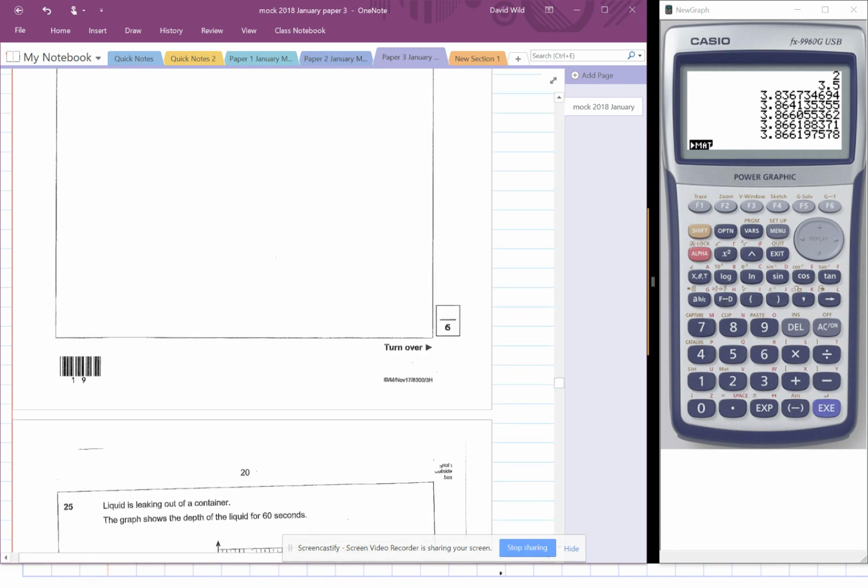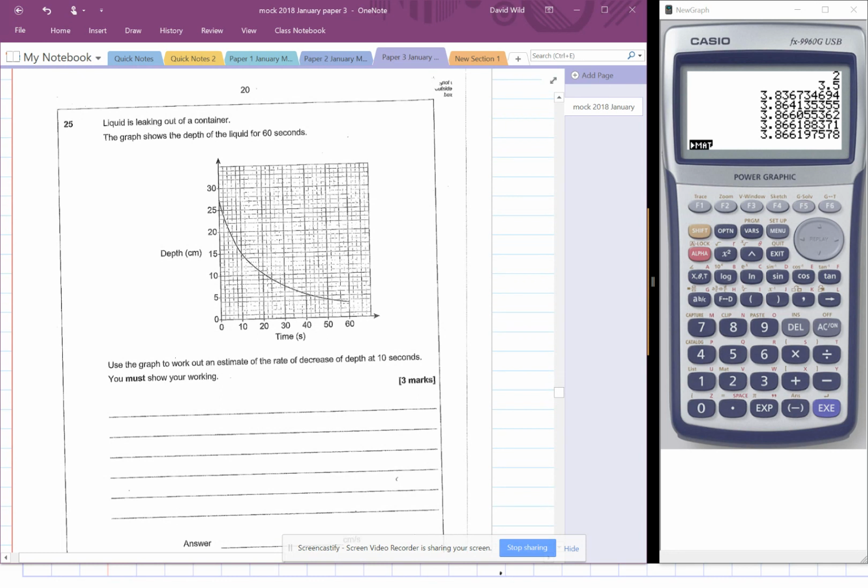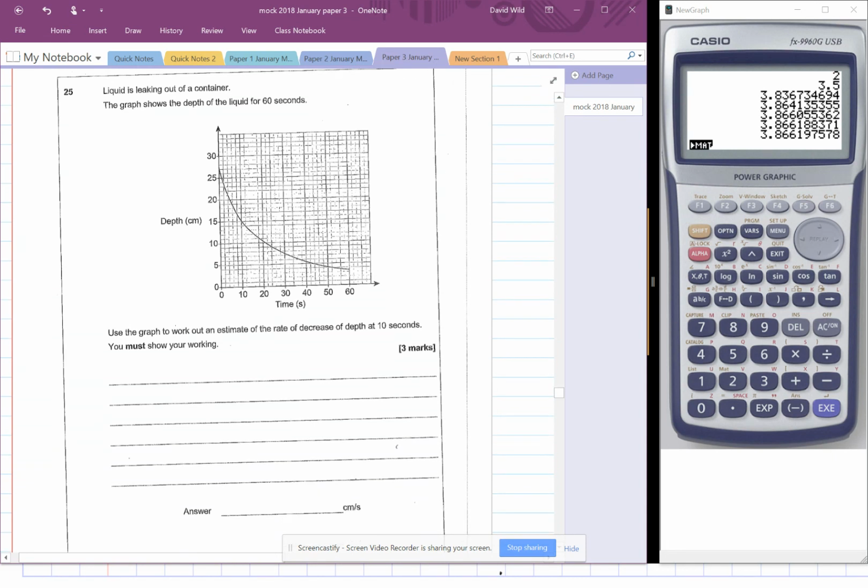Question 25. Liquid is leaking out of the container. The graph shows the depth of the liquid for 60 seconds. Use the graph to work out an estimate of the rate of increase of depth. Remember, the rate at which something changes is going to be the gradient. So it's the gradient at 10 seconds.